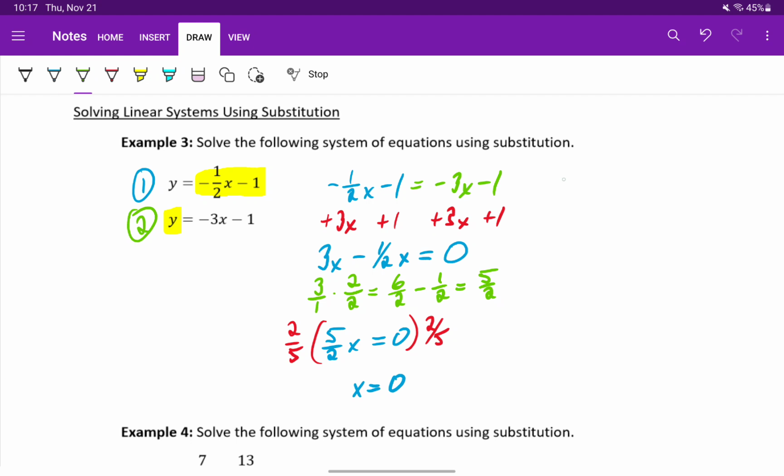Once we have that value for x, we can go back to either our first equation or our second equation. Doesn't matter. I'm going to use the second equation. And in place of x, I'm going to substitute in this value that we found. So we'll put in x equals 0, and then solve for y from there. In this case, the equation is already solved for y, so we just need a little bit of arithmetic to find that that y coordinate would be negative 1. Meaning our solution would be the xy coordinate pair 0, comma negative 1.